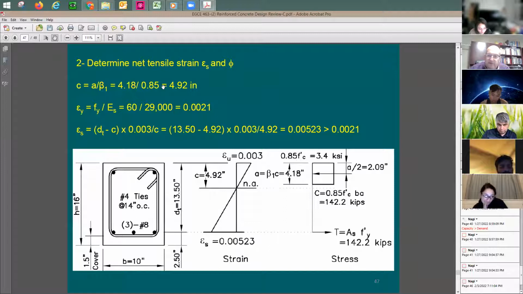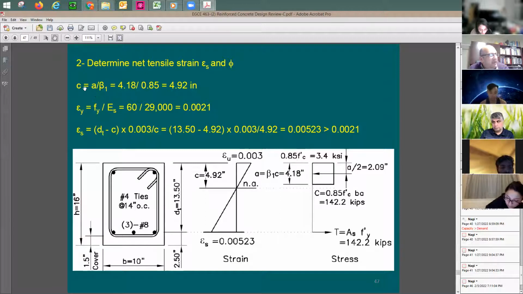How do I know it? I have a chart for the beta 1. And this chart says beta 1 equals 0.85 if the strength is 4,000 or less. And for each 1,000 psi increase in the strength of the concrete, you're going to be reducing beta 1 by 0.05. So for example, if the concrete strength is 4,000, like in this case, beta 1 is 0.85. If the strength is 5,000, it's going to be 0.8 because we have a reduction of 0.05.